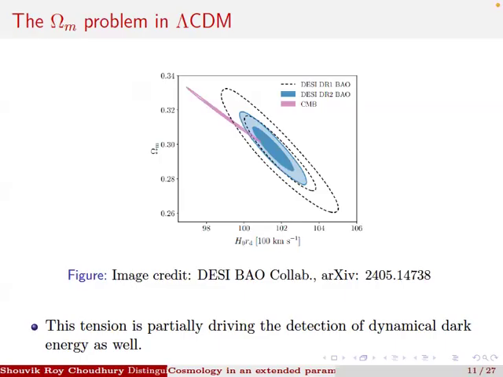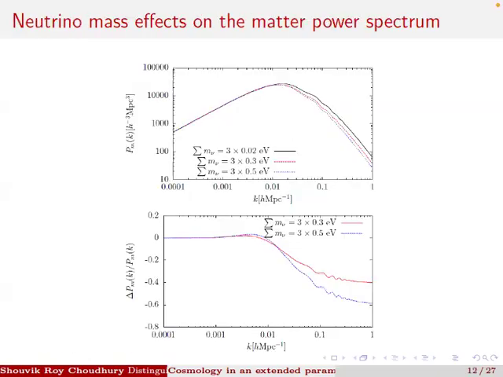So now CMB plus BAO without supernovae data also suggests dynamical dark energy with the DESI DR2 results. So this tension in omega m is partially driving this detection of dynamical dark energy, especially with DESI DR2, because in DESI DR1, CMB plus DESI did not exclude the cosmological constant at more than 2 sigma, but now it does. Neutrino masses also have an effect on the power spectrum.